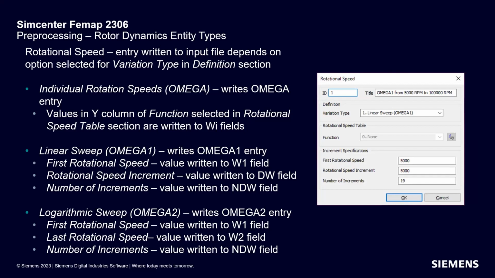There's only a couple of different variational types. You can do individual rotor speeds, where values in the Y column of a function selected in the rotational speed table are written to the various omega I fields, WI there. It can do a linear sweep that writes omega 1. You basically give that one a first rotational speed, an increment, a number of increments, and then we have a logarithmic sweep, which writes the omega 2 as well. So all 3 options that are available in solution 414 are available in Femap now.